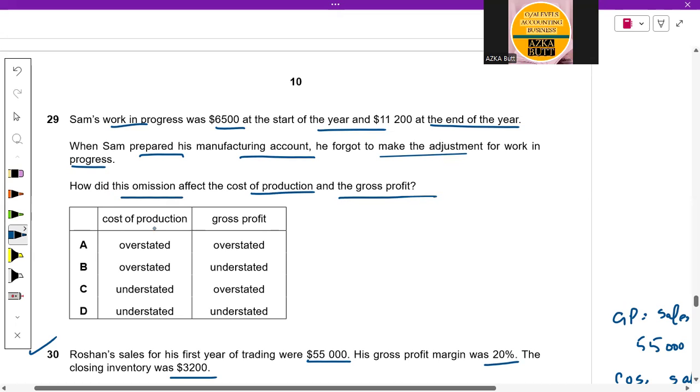Okay. So basically, work in progress at the start of the year, 6,500, should be added to the cost of production, while work in progress at the end of the year, 11,200, should be deducted. Since Sam forgot to adjust for work in progress, the cost of production would be overstated, as the higher end-of-year work in progress was not deducted. When the cost of production is overstated, the gross profit would be understated, because gross profit is calculated as revenue minus the cost of production, so a higher cost of production leads to a lower gross profit. So it seems that B option is the right option.